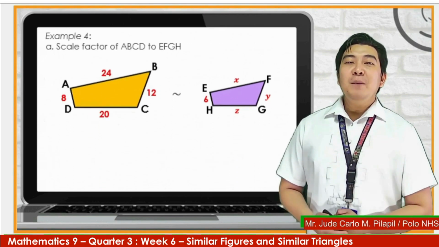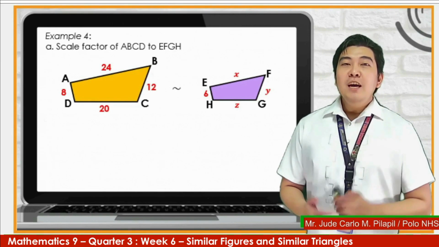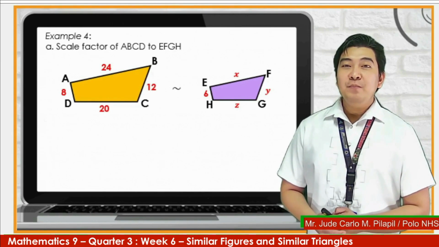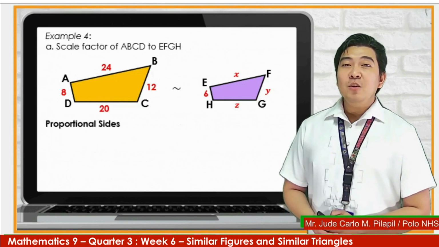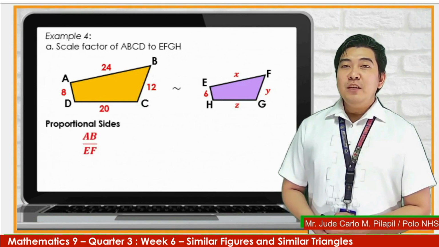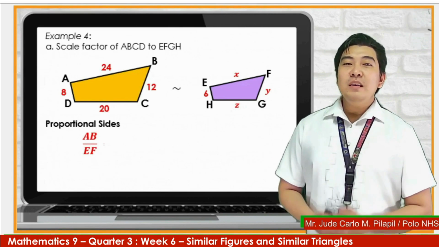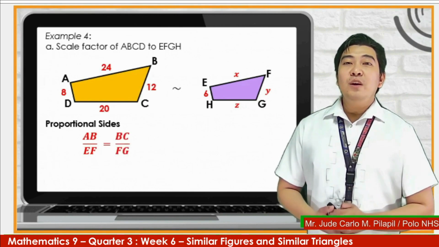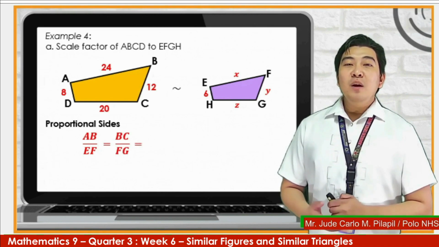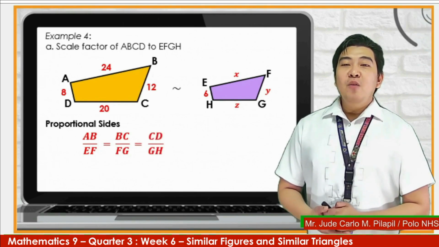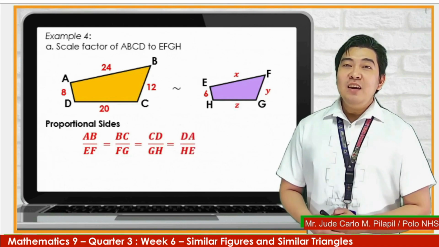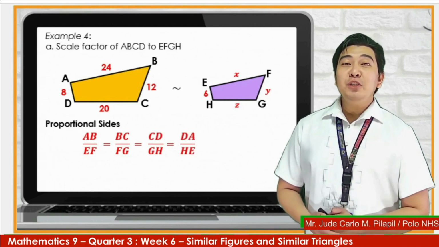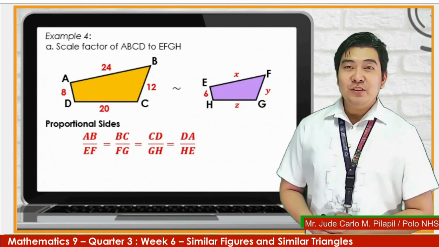Let us determine the proportion that can be formed using the ratios of the sides of the two similar quadrilaterals. For us to find the scale factor, we will be having the ratio of AB over EF. That should be equal to the ratio BC over FG and equal to the ratio CD over GH and DA over HE. Next thing to do is to substitute their respective measures.